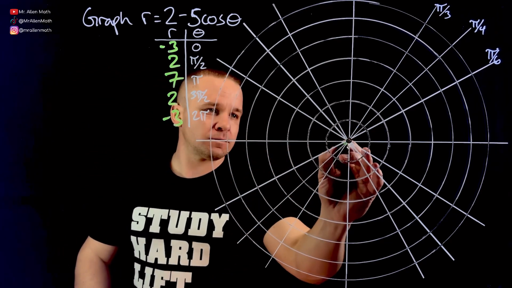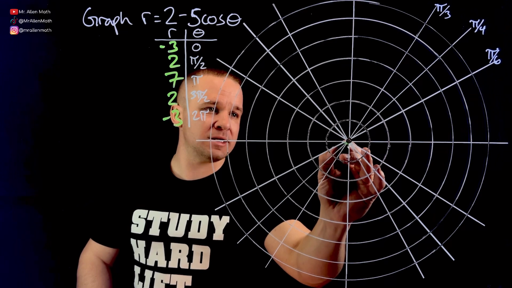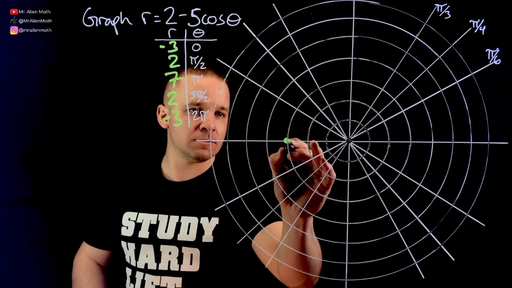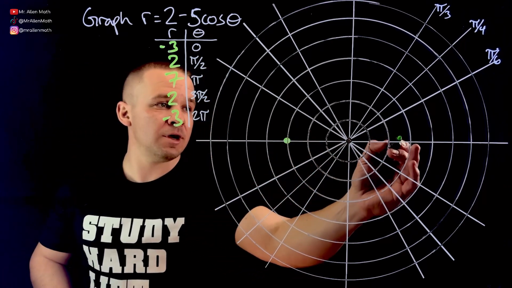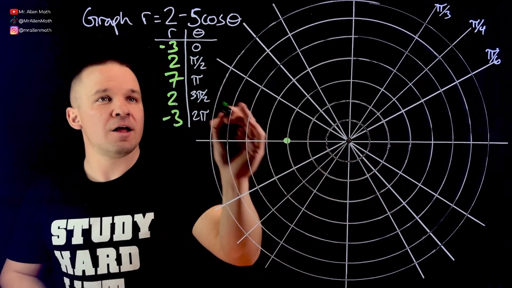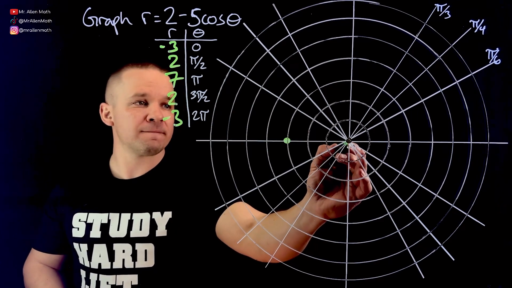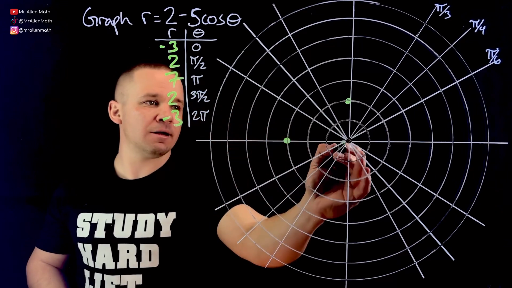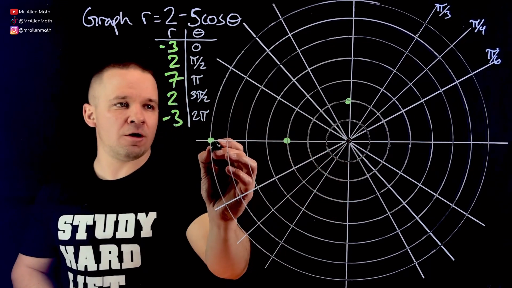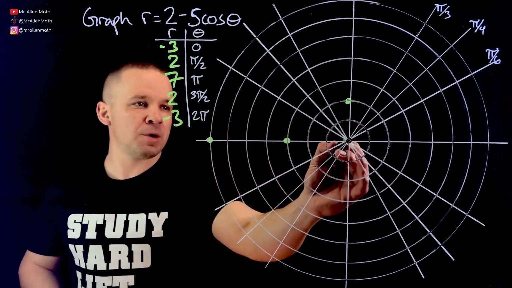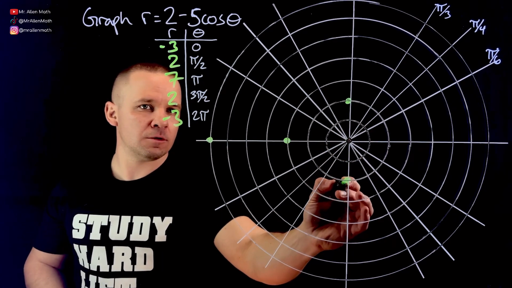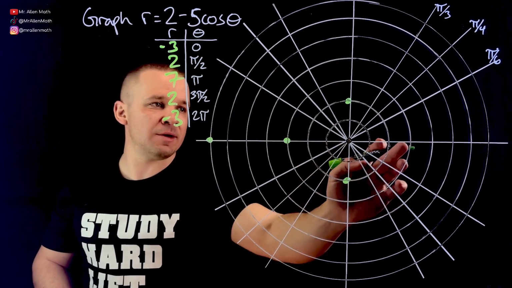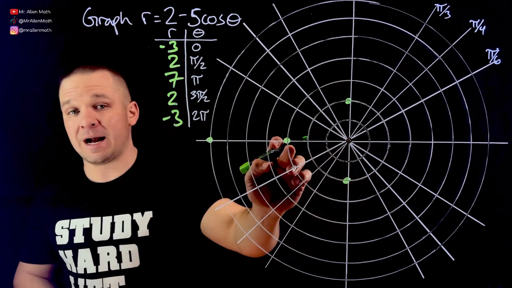So for 0, I have negative 3. If I'm at 0, instead of going to positive 3, I'm going to go to negative 3, or reflect over, right? 3 is here, reflect over because it's negative. Then I have pi over 2, so this way, and it's just up 2. Then we have pi, 7, which is all the way over here. And then for 3 pi over 2, it's just 2. And then for 2 pi, which we're back over here, it's negative 3. So instead of being here at positive 3, we would reflect over back to that point right there.